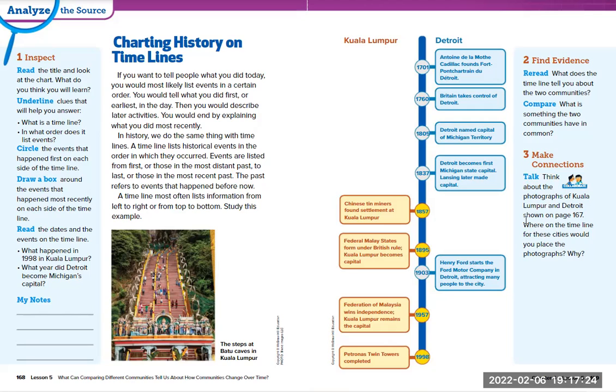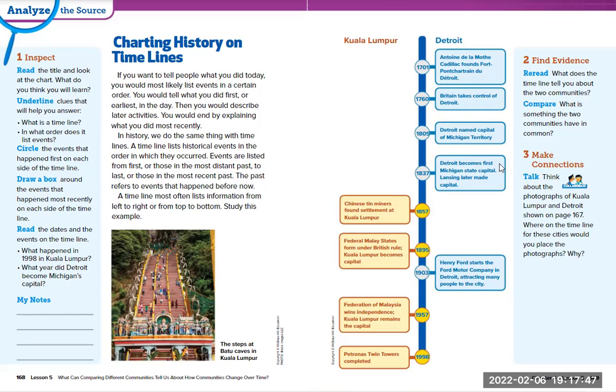Then the last thing you're going to do is look at the photographs of Kuala Lumpur and Detroit on the other page, and where on the timeline for these cities do you think you would place these photographs and why? Even in your project, you are going to be using photos on your timeline. So, for example, if you wanted to give this as an example of a timeline that you made.